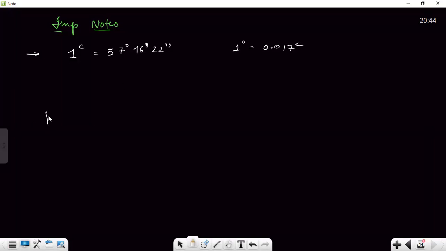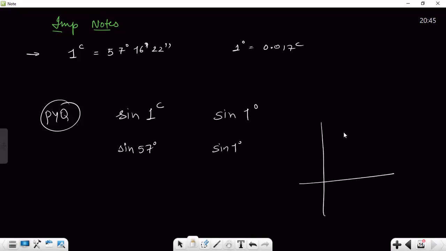And there exists a PYQ asking whether sine of 1 radian is bigger or sine of 1 degree is bigger. So basically we have to tell the inequality between them. So sine of 1 radian is basically sine of 57 degrees, comparing to sine of 1 degree. And we know the sine graph starts from 0 and keeps on increasing till 90 degrees. So from 1 degree to 57 degrees, it's just going to rise. Sine of 1 radian is greater than sine of 1 degree.